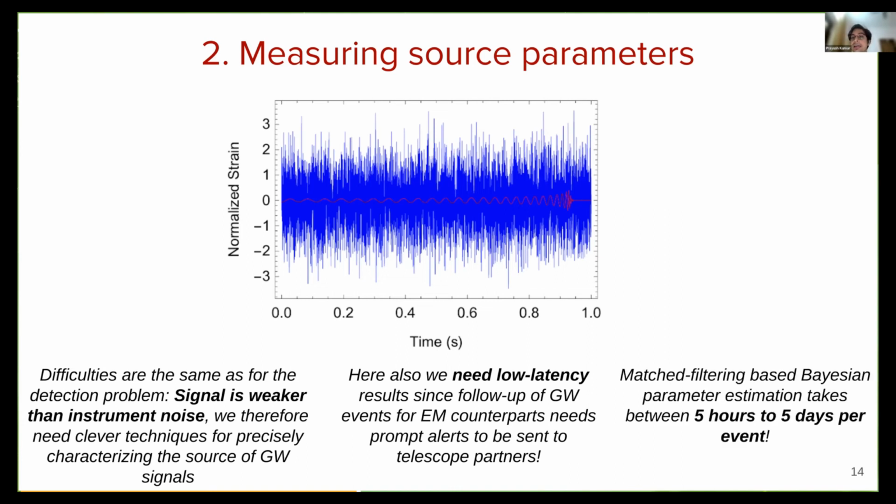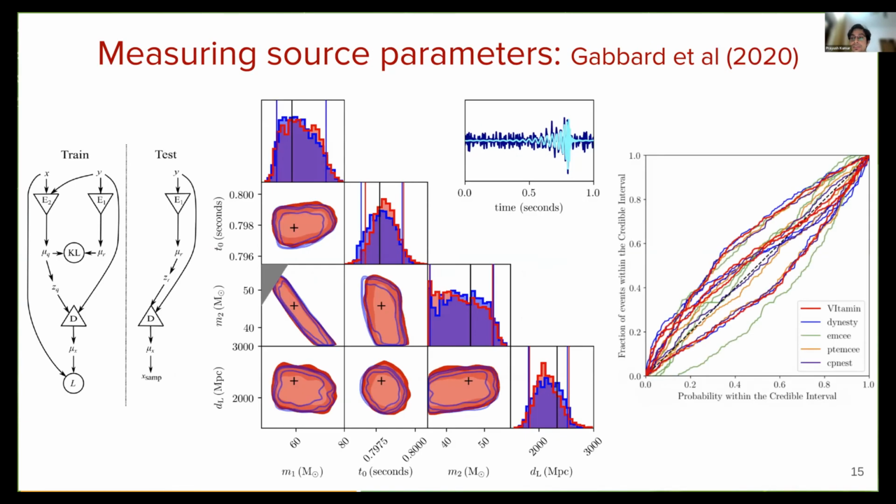And finally, when compared to the current match filtering based Bayesian analyses, neural networks can hopefully give source parameters faster, even if not in low latency. We can certainly hope for them to give us faster results than what we currently get, which can easily take between hours to a few days for each event, right? And this definitely becomes a problem when we enter the next generation of our instruments, where we will likely see several events per week, right? So current methods are definitely not scalable to the future.